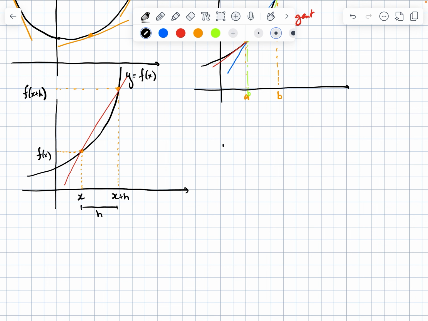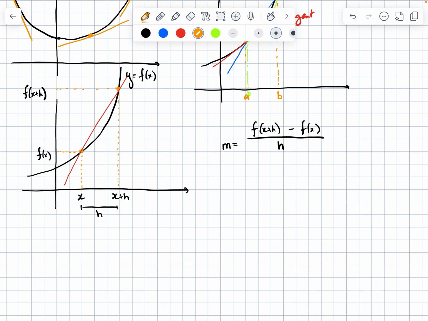So gradient m equals the change in y, so that's the function at x plus h, minus the function at x, all divided by the change in x. Now we actually define the change in x as h, so over h.